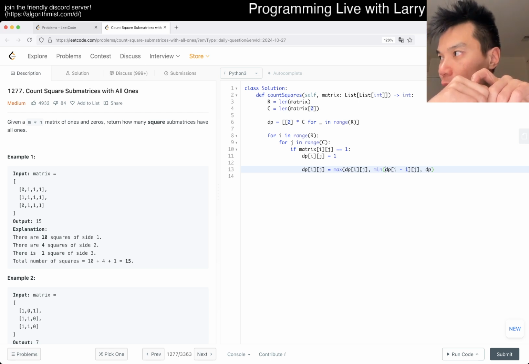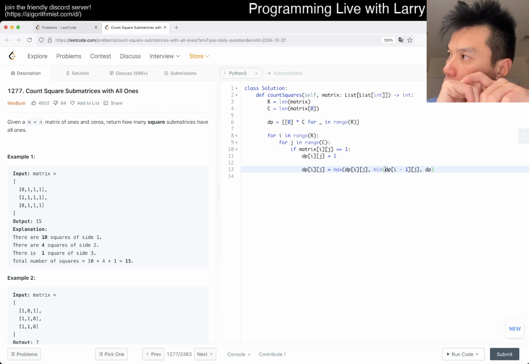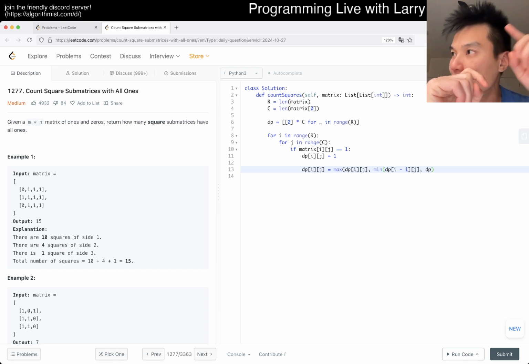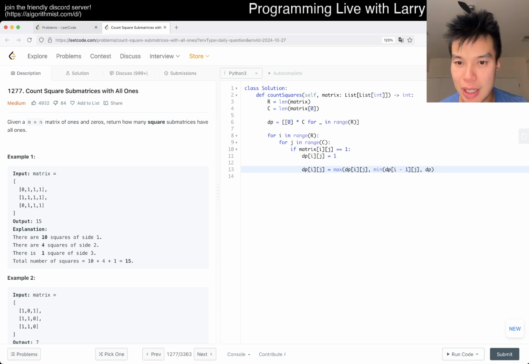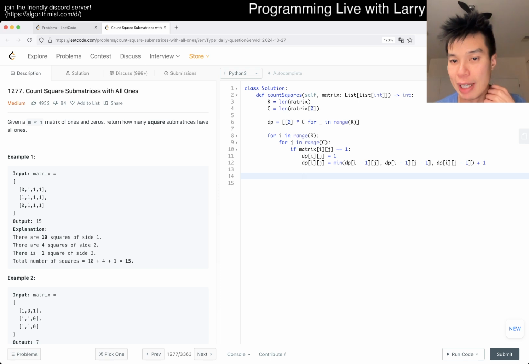right? Because basically if the max is 2 on the upper left, 2 on the left, 2 on the top, then now you have 3, right? So this should actually be just this plus 1, right? And of course, this maybe goes out of bounds, so you have to do a little bit of magic, but that's really basically the idea.